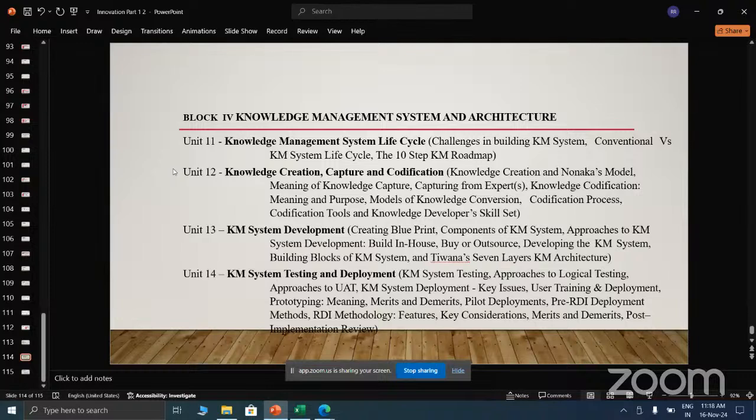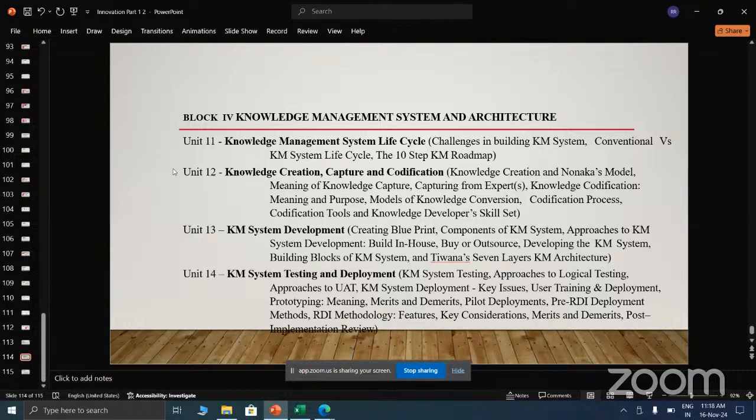In Unit 14, we will discuss knowledge management system testing and its development. In testing, we will discuss approaches and logical testing, approaches of UAT, that is user acceptance testing. Okay, knowledge management system deployment, that is the commercialization part. In deployment, we will discuss issues, user training, and deployment prototypes. We'll also discuss prototyping, its methods, merits, demerits, and pilot deployments. We'll also discuss pre-RDI deployment methods, RDI methodology, its features, considerations, merits, demerits, and post-implementation methods.